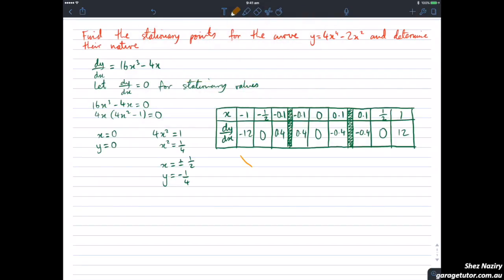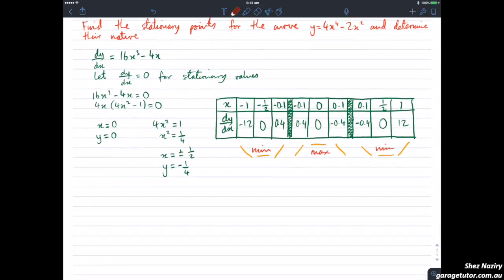We get negative, 0, positive. Look here, positive, 0, negative. Look here, negative, 0, positive. I can figure out what each one is. This is a minimum, maximum, and minimum. And just real quickly, this is not part of the exercise, but this will make next lesson 10 times easier. It makes next lesson much easier for us.